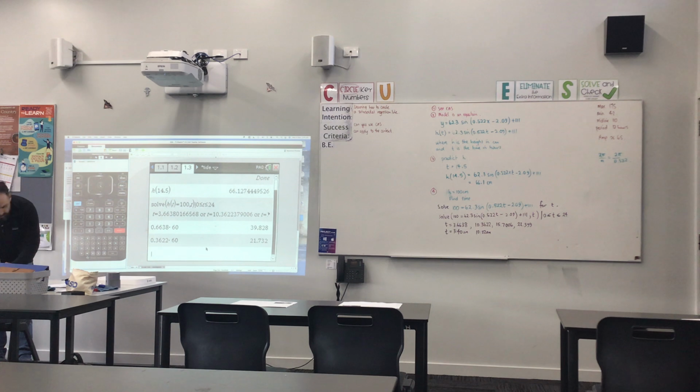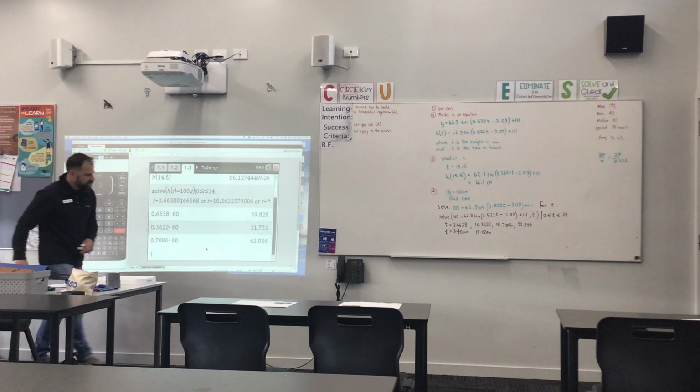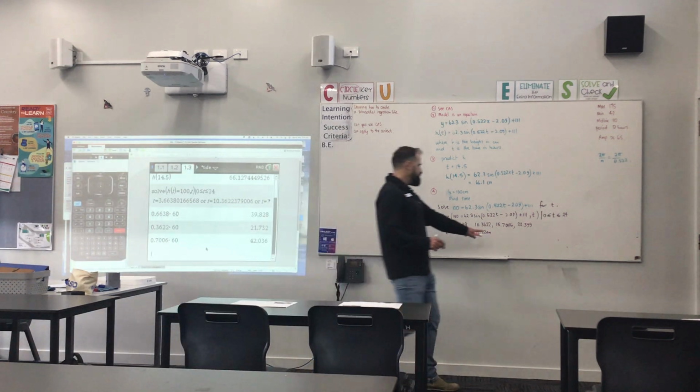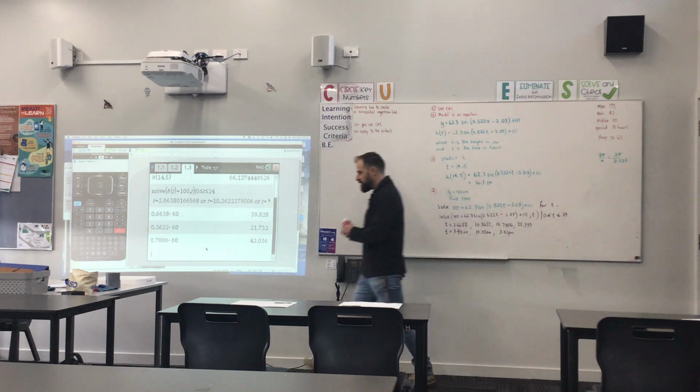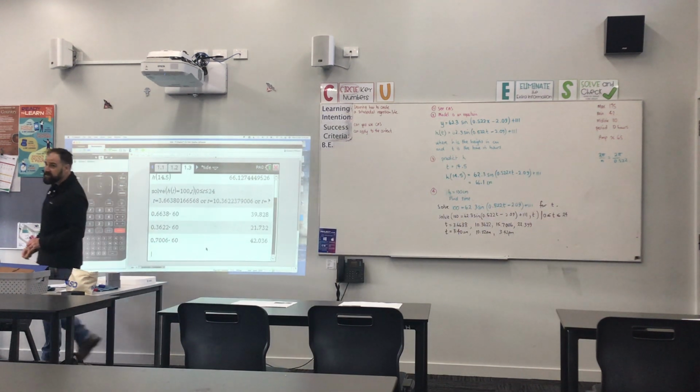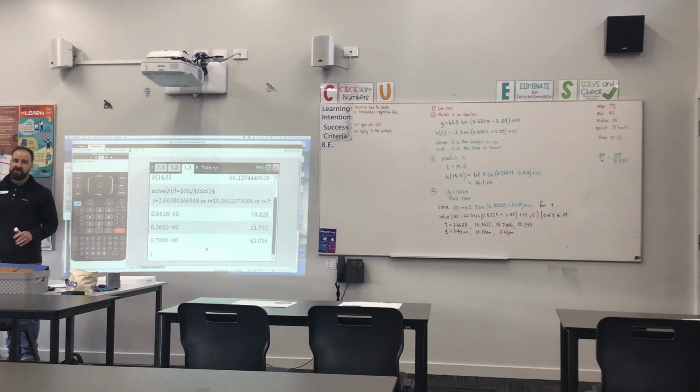Repeat, 0.7006 times 60, 42 minutes, and so it would be 15:42. I'm going to say that will be 3:42 PM. If you say 15:42, you won't lose a mark. If you say 15:42 PM, you will, because 15:42 PM is not a time. 15:42 is a time in 24-hour time.